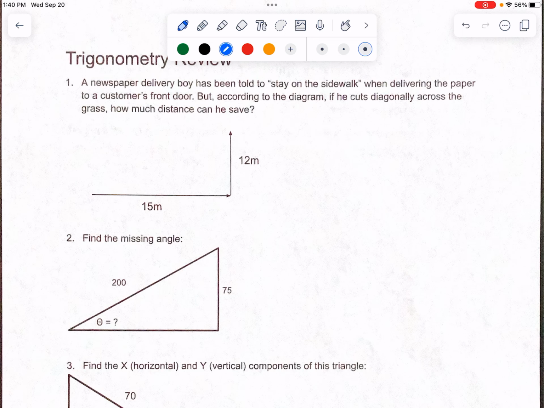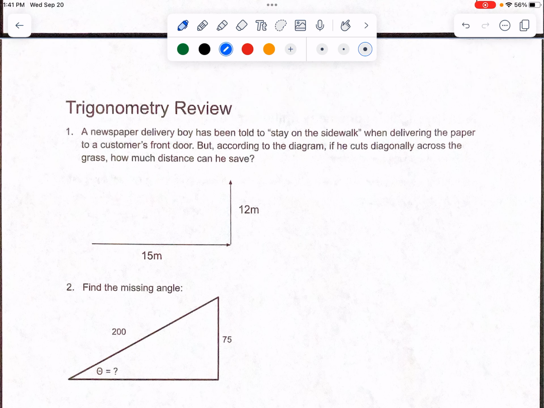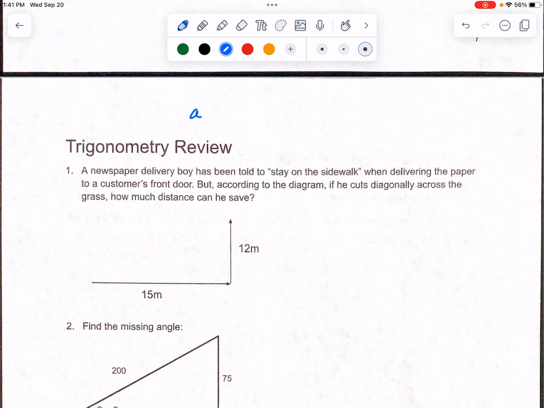All right, so this video is going to go over pages 8 through 10 in your vectors packet. So we're going to start with a trigonometry review. A couple of things we're going to have down is a squared plus b squared equals c squared. So that's our Pythagorean theorem.